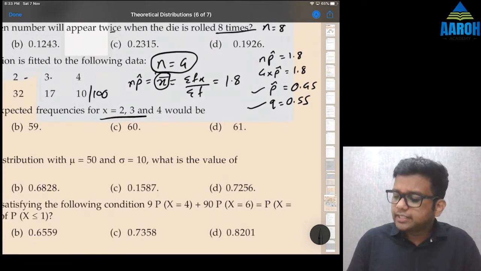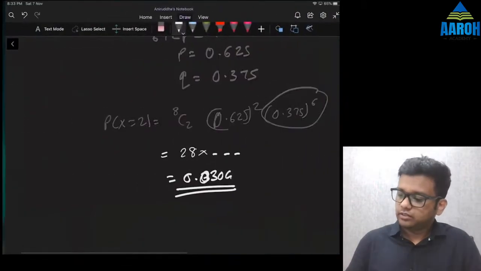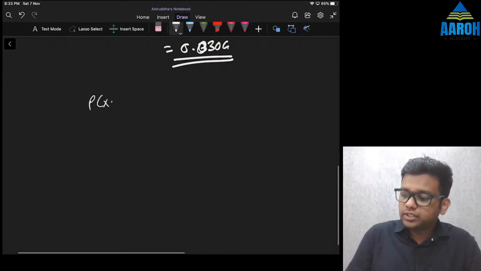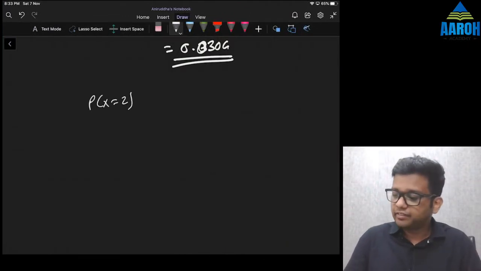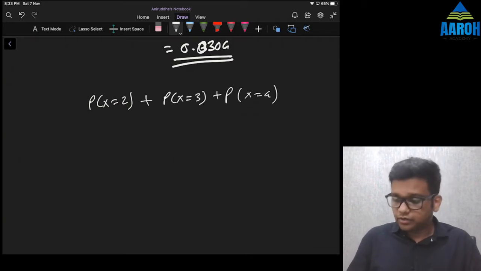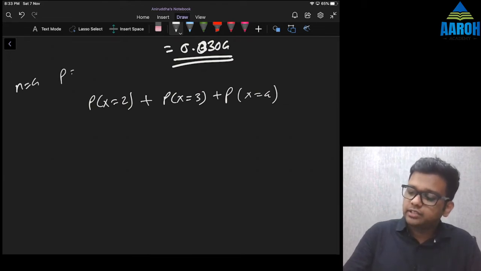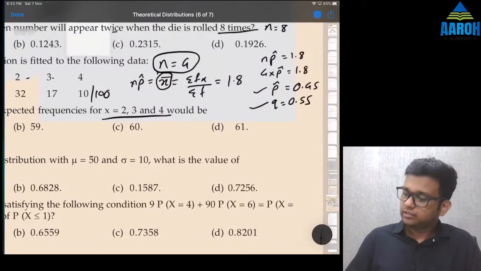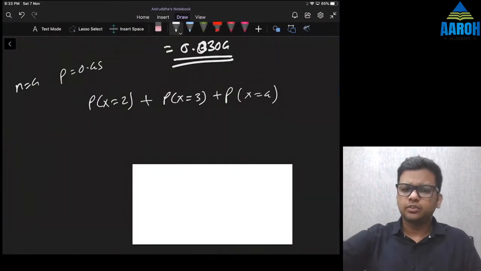Expected frequencies for X is equal to 2, 3, 4. Fine. So X is equal to 2, 3, 4 means we want either 2 successes, for that we have to find the expected frequency, or 3 or 4, because they are asking for the sum of this, right? So let's try to find this. We have N as 4, P as 0.45, right? Yes.